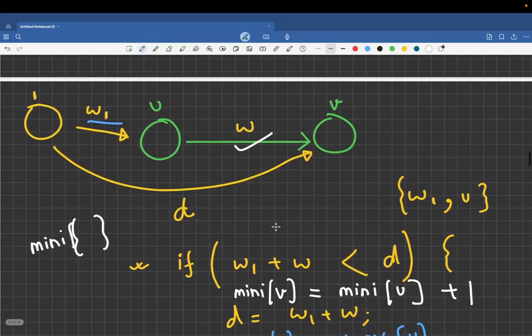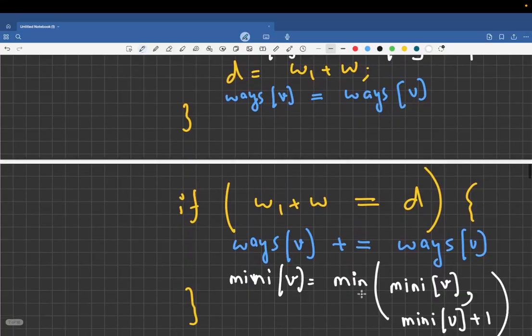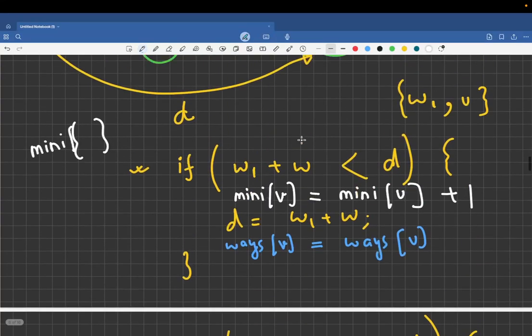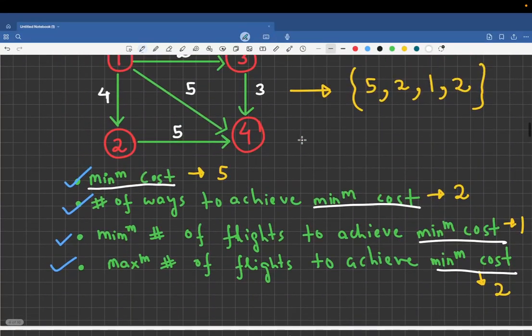And similarly, the same way you can calculate maximum as well. Instead of minimum, you will just replace it with maximum. And this is how you can actually solve this problem. So the basic intuition that will help you to solve this problem is, first of all, understanding that all of these subproblems involve the minimum cost. So definitely you have to apply Dijkstra to do that. And then you can figure out how to calculate the number of ways, the minimum number of flights and the maximum number of flights as well.